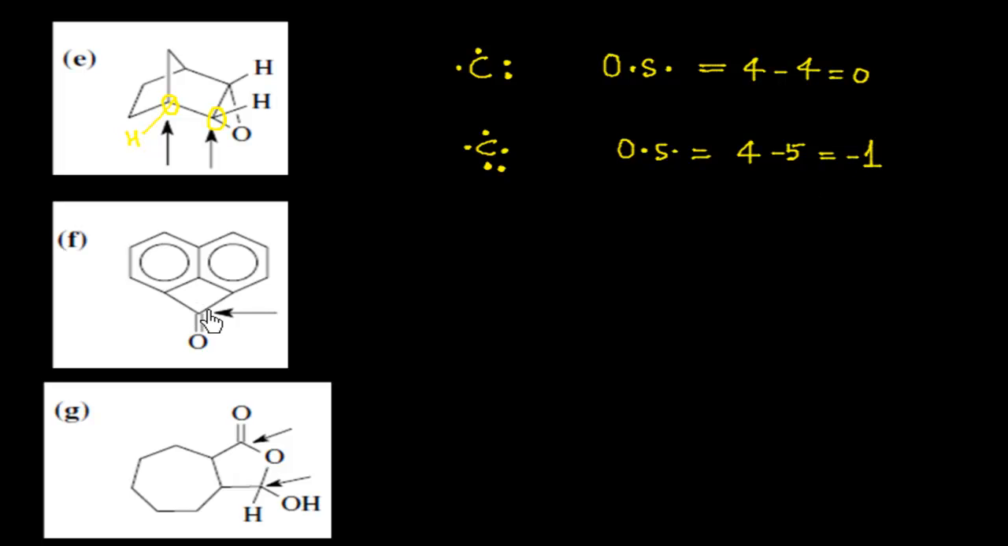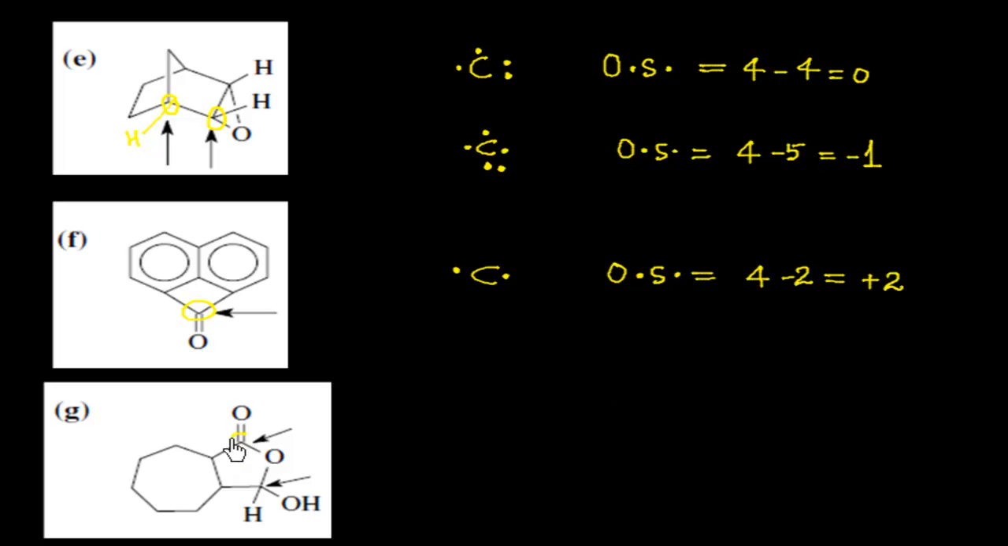Now in this case, this carbon is attached to carbon and this side we have carbon, so 1 electron. Oxygen is more electronegative, so no electron, so the oxidation state is 4 minus 2, and that is plus 2.